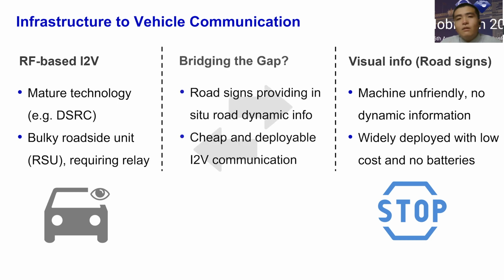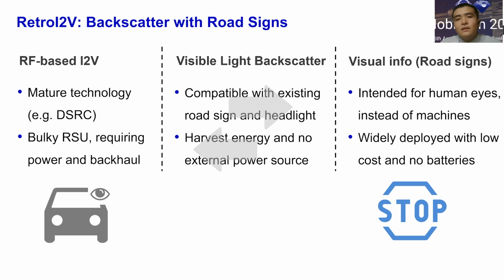Then, our motivating question is, in order to build a machine-readable road sign capable of providing dynamic information, and in order to find cheap and gradually deployable I2V technology, can we bridge this gap between new smart infrastructure and conventional road signs? I am trying to answer a big yes with the visible light backscatter, which works as follows.